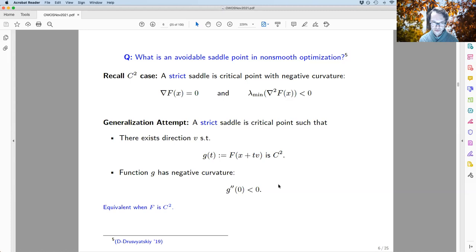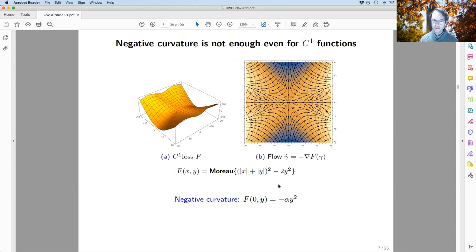Okay, but it turns out that even for C1 functions, this type of definition will not work. And so let me give you a brief example. So here on the left, I'm plotting a C1 loss function, which happens to be a natural smoothing of this weakly convex function called the Moreau envelope. And this is a C1 function, which has a Lipschitz gradient. So it's pretty smooth. And along the y-axis, the function is simply a negative quadratic. And so it is C2, it has negative curvature, it looks great.